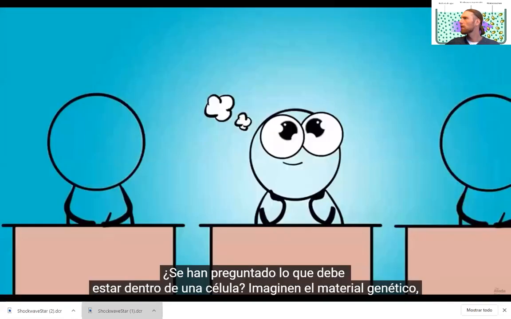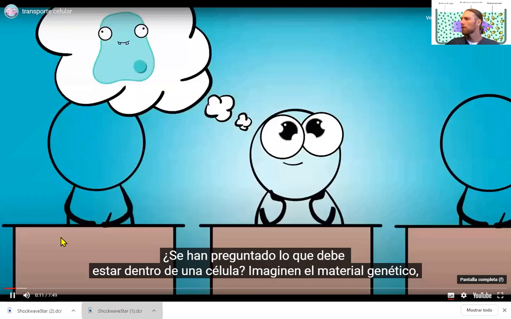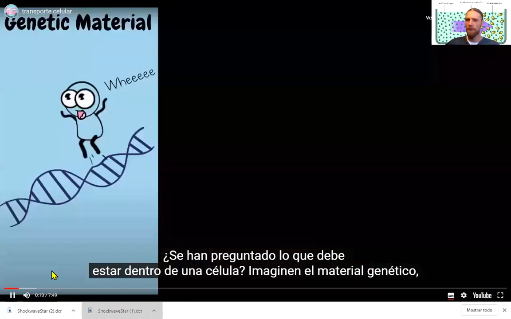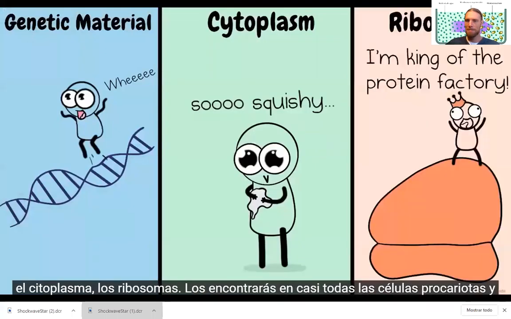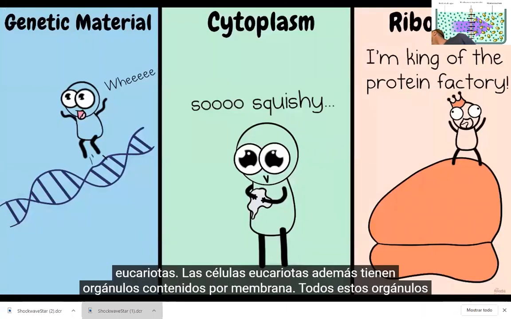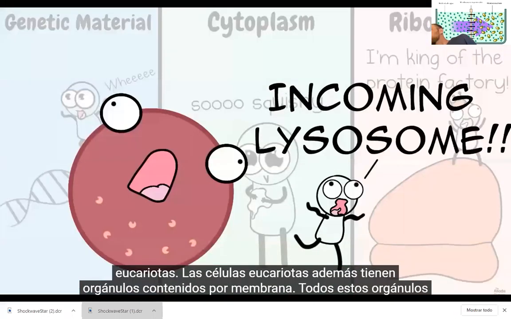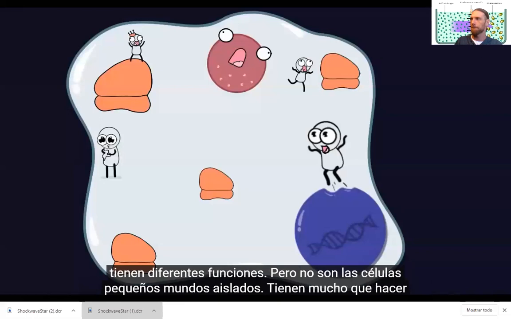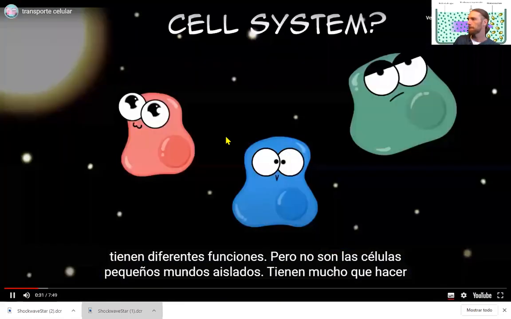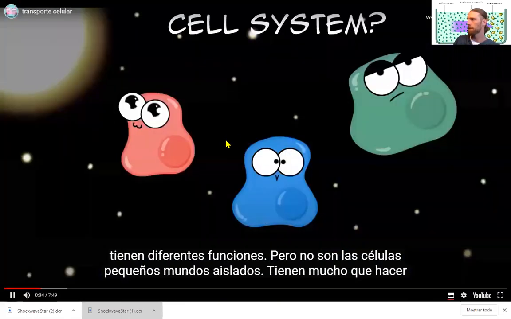Have you ever wondered what it might be like to be inside a cell? Imagine the genetic material, the cytoplasm, the ribosomes. You'll find those in almost all cells, prokaryotes and eukaryotes. Eukaryote cells, in addition, have membrane-bound organelles. All of those structures and organelles have different functions, but cells are not isolated little worlds.